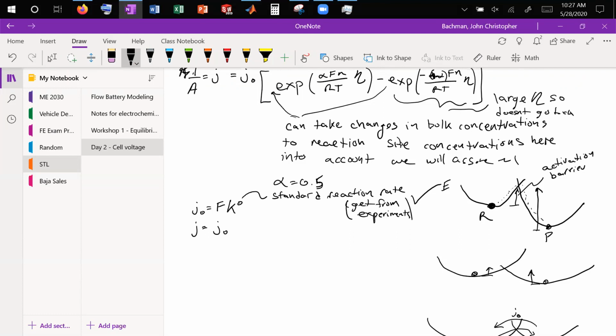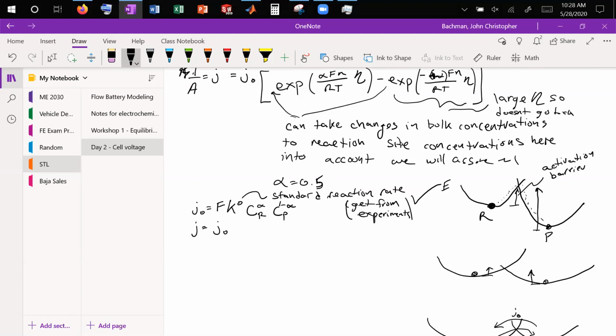Right, and it's going to be multiplied by the concentration of your reactant to the power of alpha times the concentration of your product to the power of 1 minus alpha, just in case you're using an alpha that's not 0.5. But you can see how if alpha is 0.5, then both of those will be the same number.